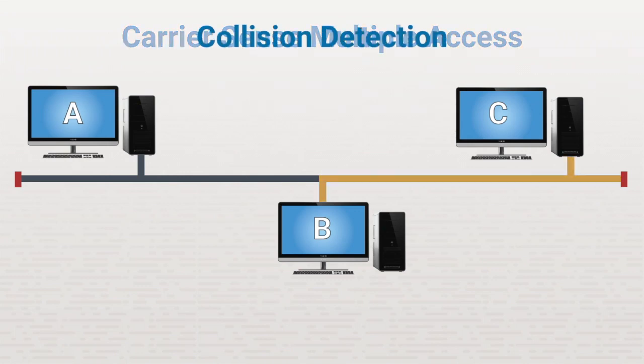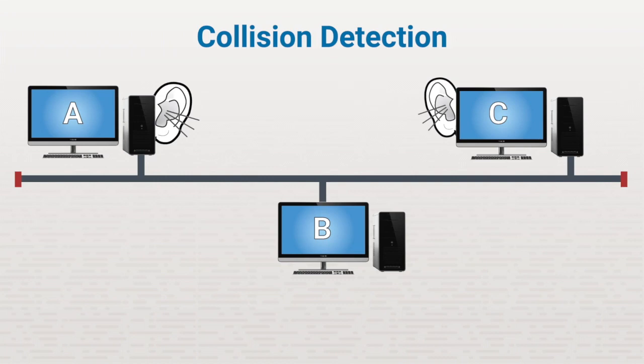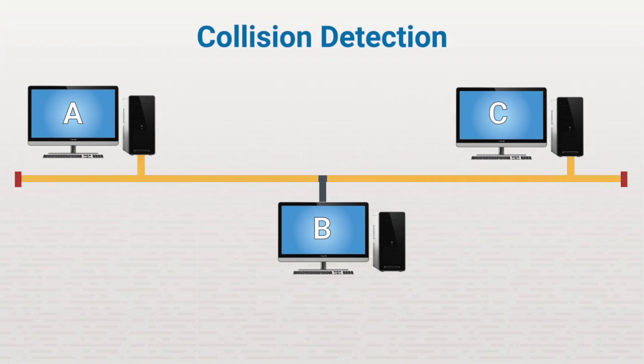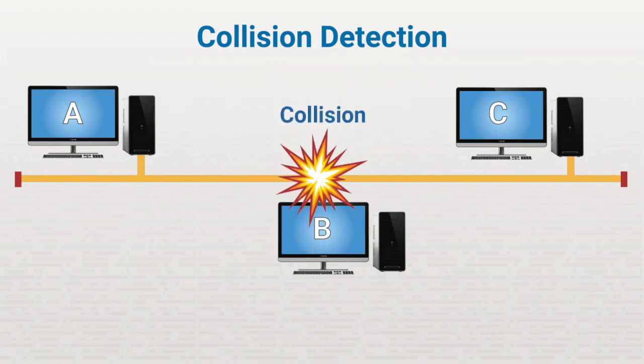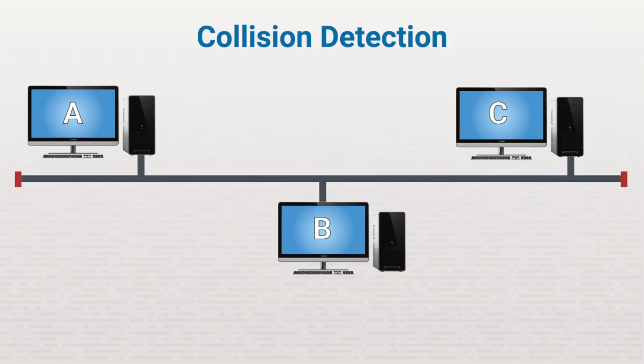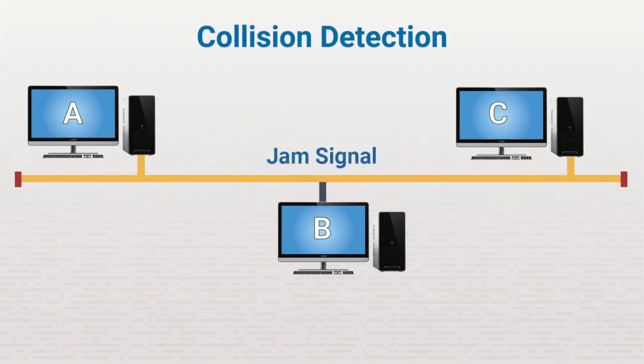Suppose now that both computer A and computer C have a message they want to send at exactly the same time. They each listen to the transmission medium, determine that it's free, and then transmit simultaneously. This creates a collision. That's when two messages are sent at the same time by different hosts, and the signals collide. In the end, computer B never receives the information. At this point, computer A and computer C stop transmitting their frame, and transmit a jam signal to inform all hosts that a collision has occurred.